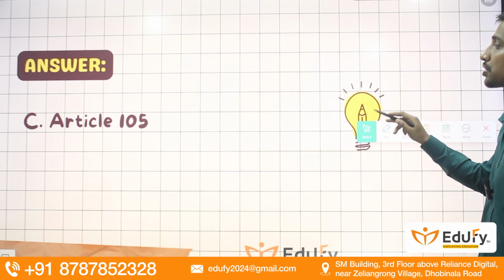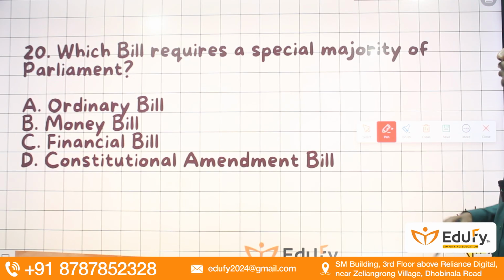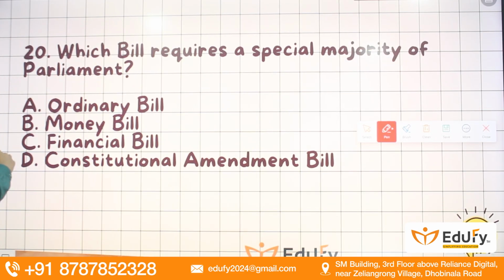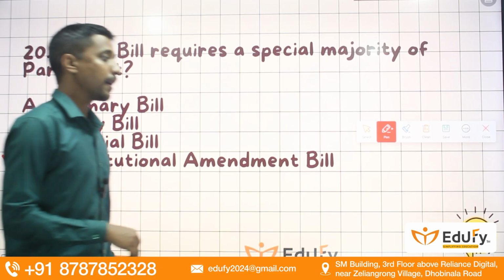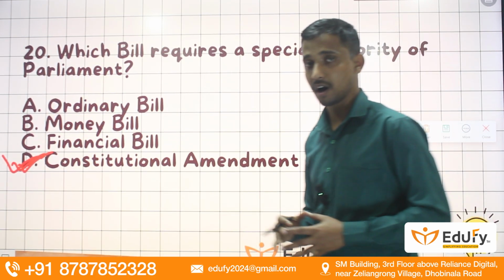Moving towards the last question of the day, guys, we have here which bill requires a special majority in the parliament. Okay, so guys, special majority is 2/3 majority in the parliament. Okay, that is required in case of constitutional amendment bills. Okay, constitutional amendment bills.